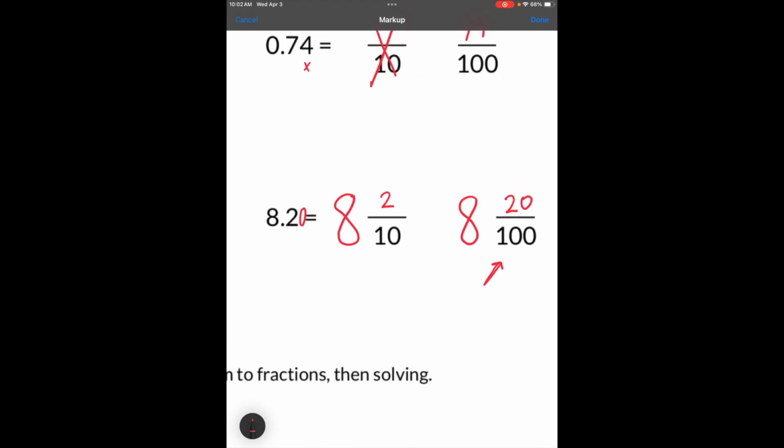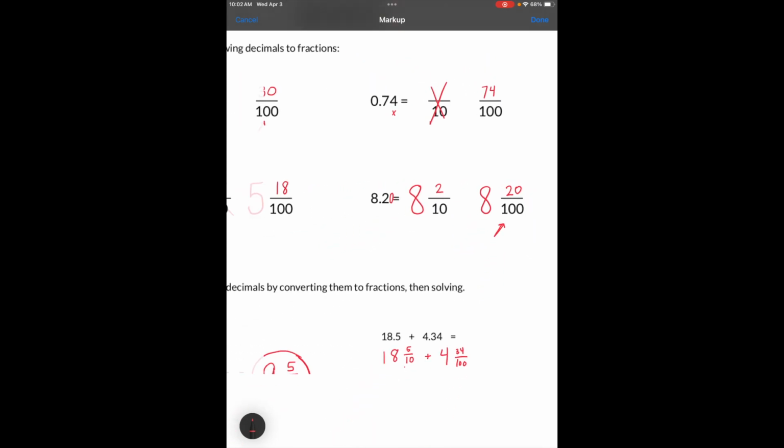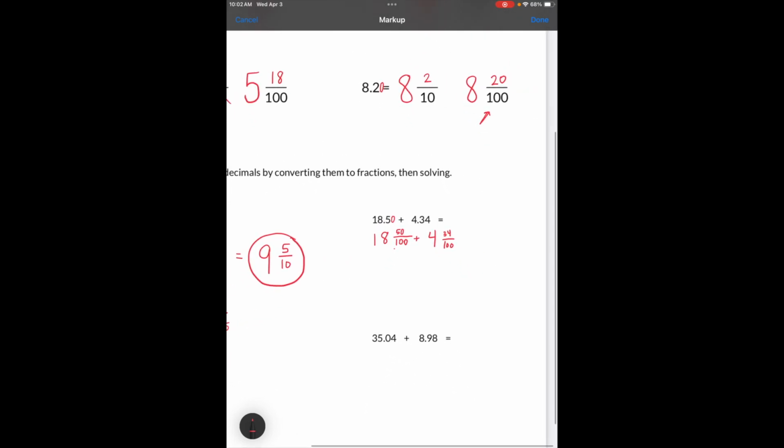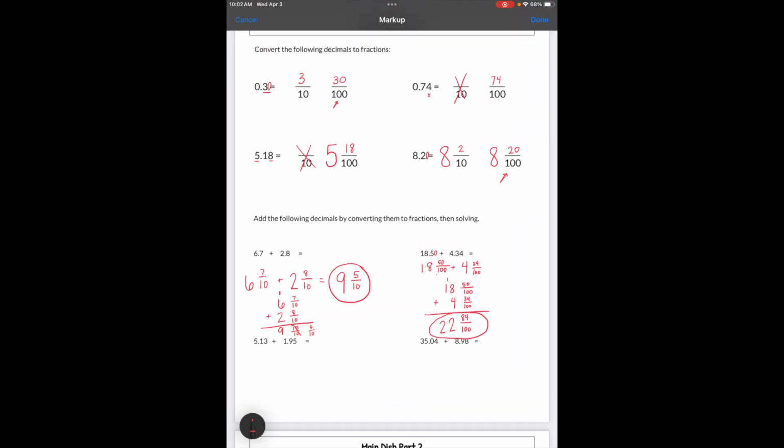Similar to what we did in our first few problems up here, I can easily transform this 5/10 into a hundredths fraction by putting my placeholder here, and this now becomes 50 hundredths. And now I can easily add up these fractions. So I have 18 and 50 hundredths plus 4 and 34 hundredths. I can add these up and get 22 and 84 hundredths. Go ahead and do these next two on your own.